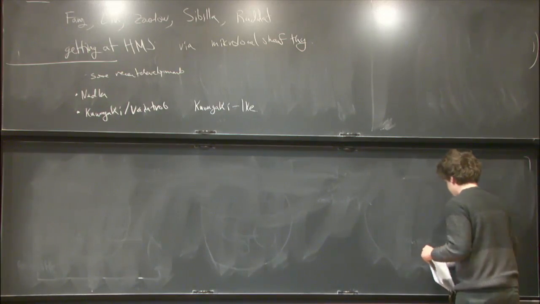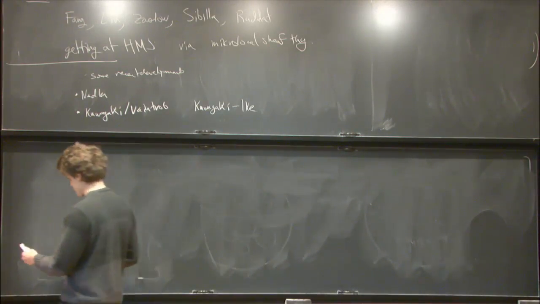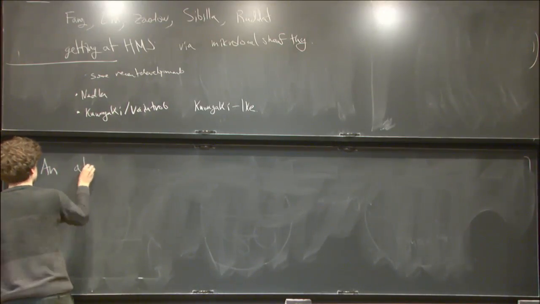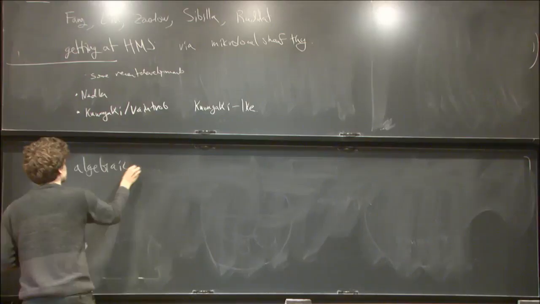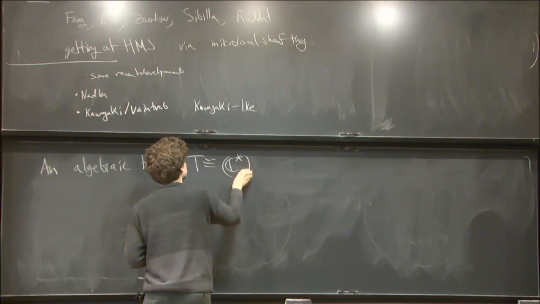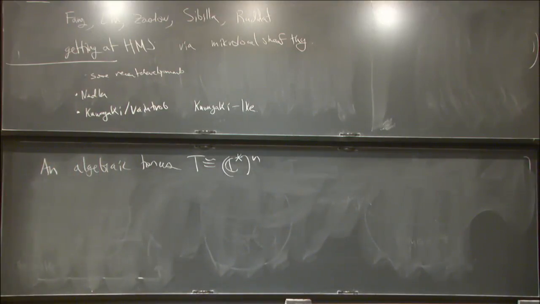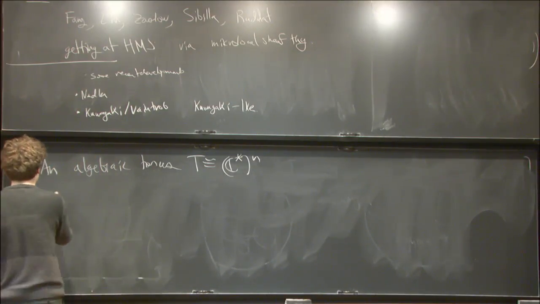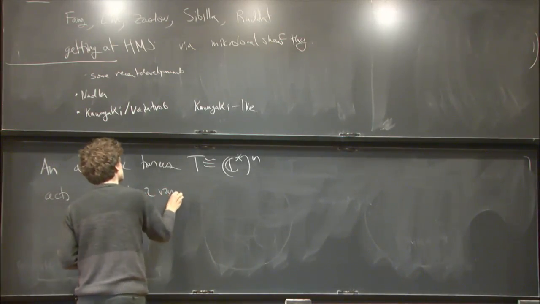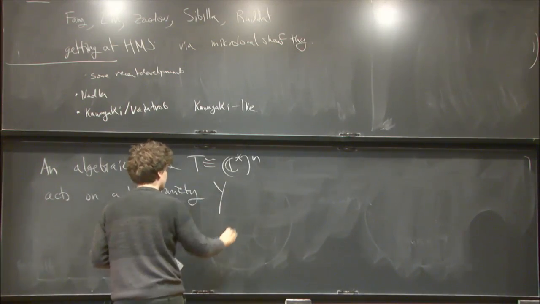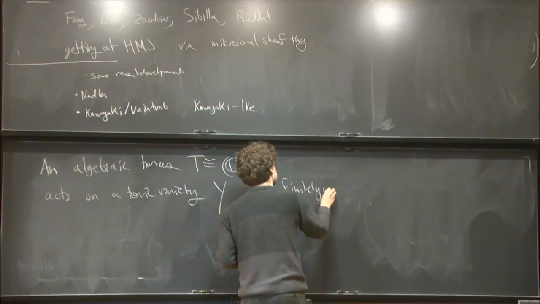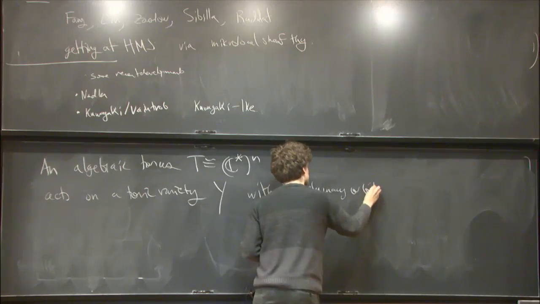But let me start with toric varieties. So I'll even write the definition of a toric variety on the board. So an algebraic torus, something isomorphic to C star to the n, if it acts on a variety, call it Y, with finitely many orbits, then it's called a toric variety.